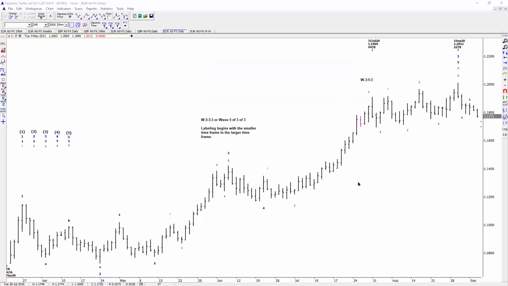So again, we begin with the smaller subdivision, how it relates to the next larger time frame, and how that time frame relates to the next larger time frame. Pretty straightforward.